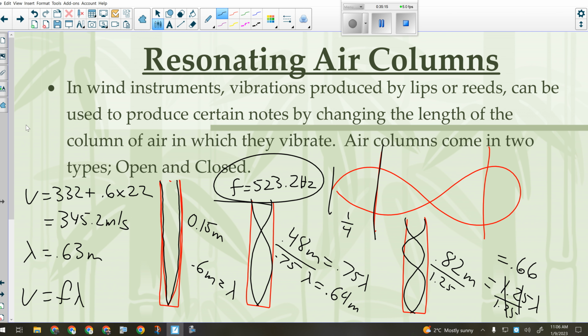Everyone okay with that? So that's how a closed air column works. The sound goes in, it reflects off of the surface, in this case it's water, and it comes back out, and at certain lengths you'll get that resonant point.